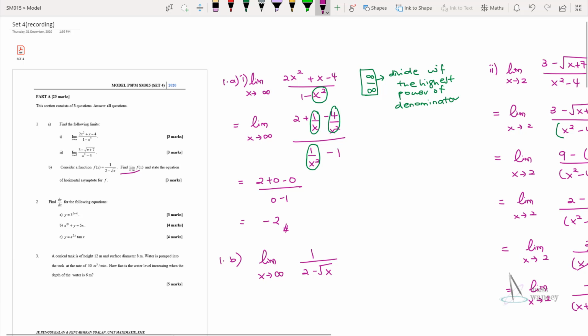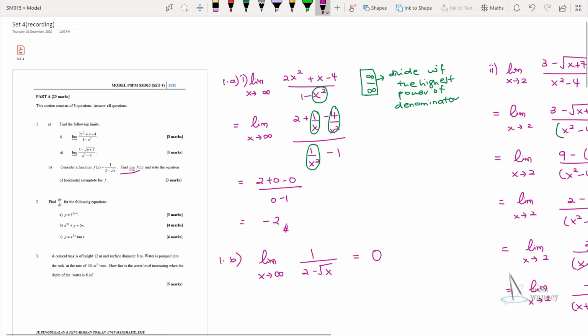Okay, so let's see what happens if I try to substitute x with infinity. So if I substitute x with infinity, I will have 2 minus infinity, which is simply equal to negative infinity, and 1 over infinity is simply equal to 0. Okay, so state the equation of horizontal asymptote of f(x).